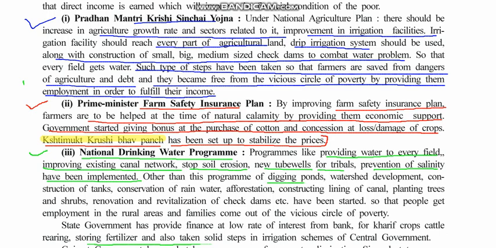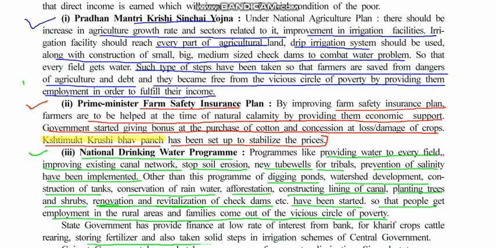Other than this, there is digging of ponds, making those ponds deeper so that they can store more water, watershed development, construction of tanks, conservation of rainwater, afforestation, lining of the canals, and planting of more trees and shrubs, renovation and rejuvenation of the check dams. Renovation means repairing them, and rejuvenation means recharging them or filling them again with water. These have been started so that people get employment in rural areas and families come out of the vicious circle of poverty.